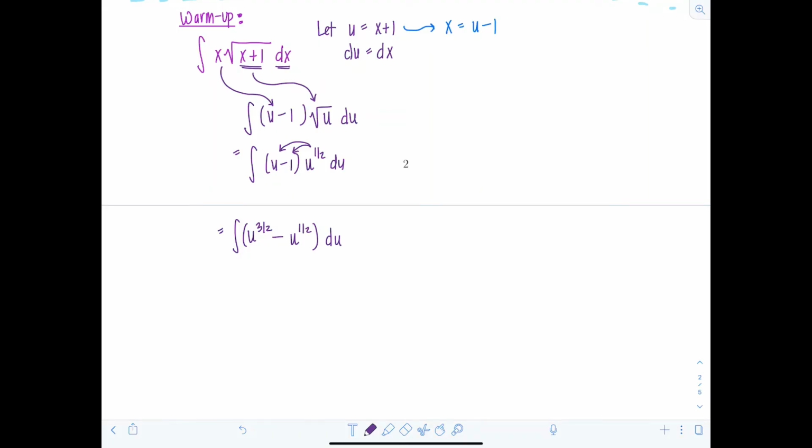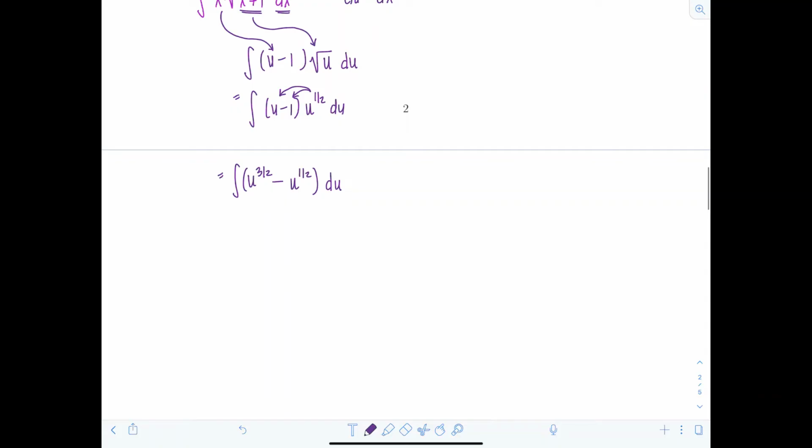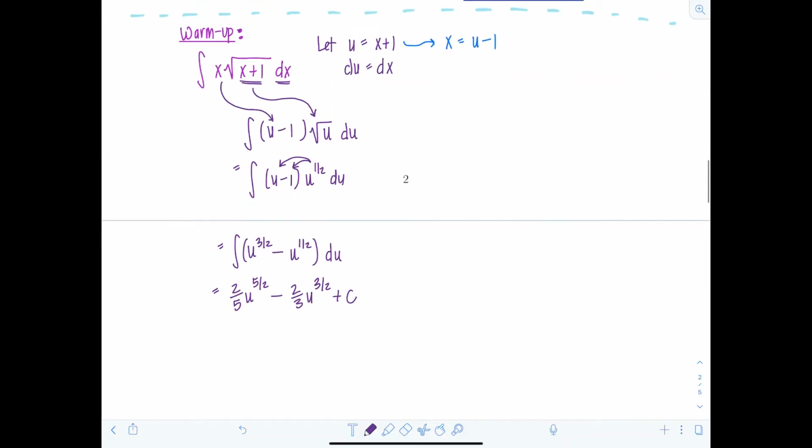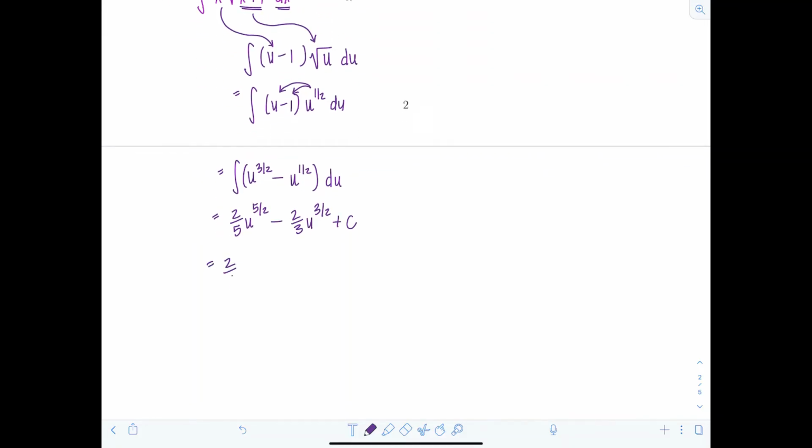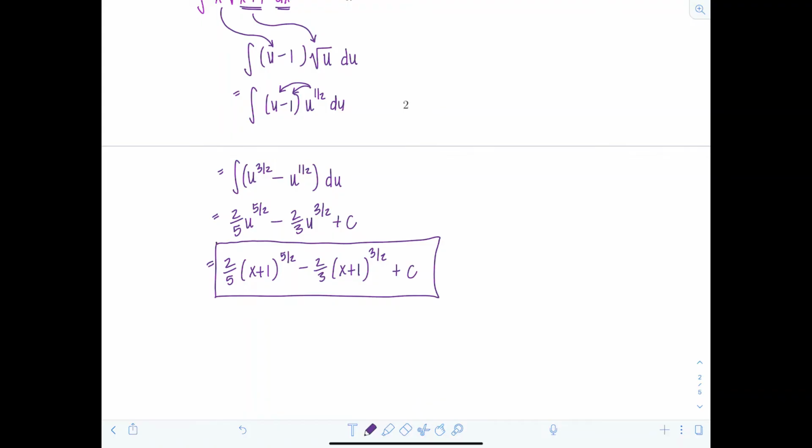And then we can just anti-differentiate term by term. So I'm going to have u to the 5/2 with 2/5 in front minus, and then this is going to be u to the 3/2 with 2/3 in front plus a c, and then go back to the original variable. So u was equal to x plus 1. So I have 2/5 times x plus 1 to the 5/2 minus 2/3 times x plus 1 to the 3/2 plus c. And then we are good to go.